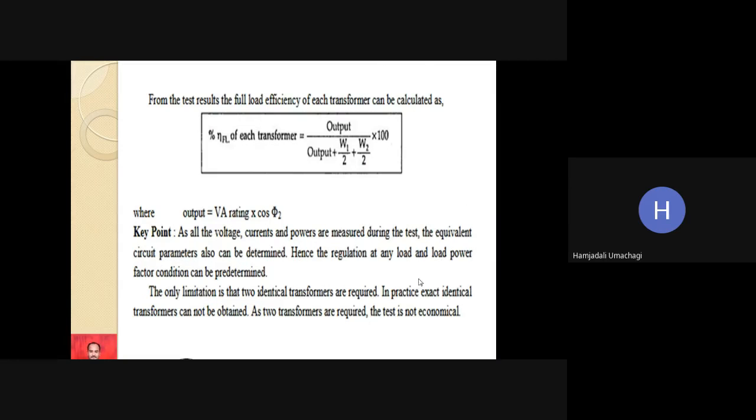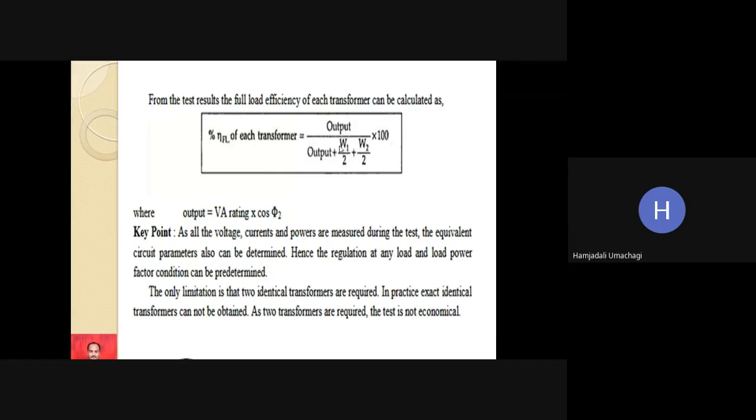So finally, what is the formula to calculate efficiency? From the test results, the full load efficiency of each transformer can be calculated. Because here in the Sumpner test we are using two transformers which are identical. Identical means similar kVA rating. So if I want to calculate efficiency percentage, eta full load of each transformer, the formula is output by input into 100. Output is as it is. Input is output plus total losses. Total losses means iron loss, that is W1, plus copper loss W2.